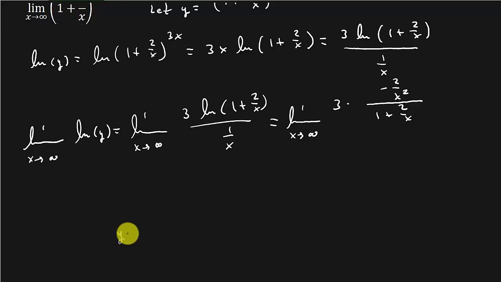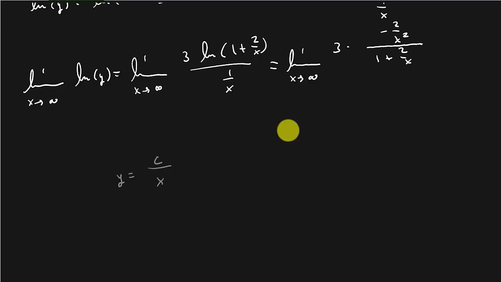Let me show you how that works. If we have y equal to, let's just say k is some constant over x. Well, let's use c instead of k, because k looks too much like the x. So we've got some constant over x.